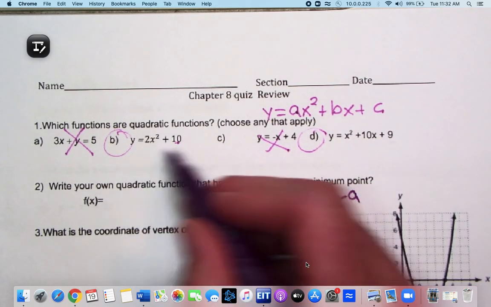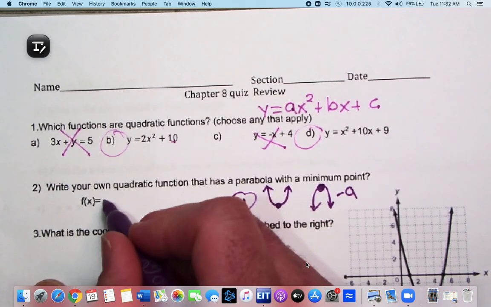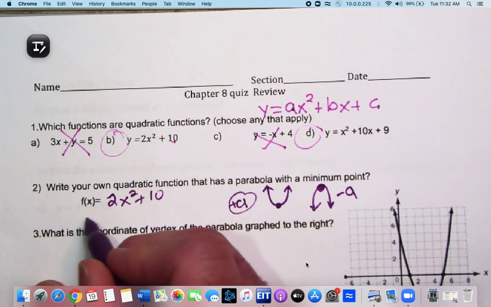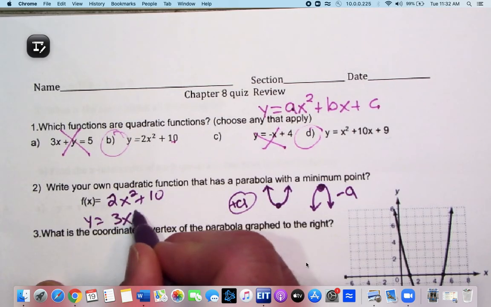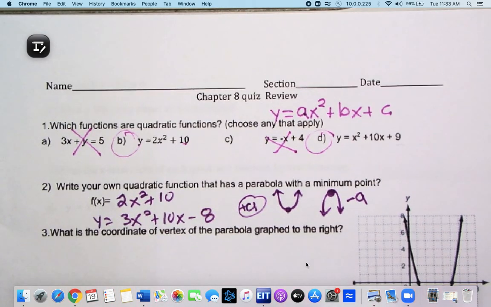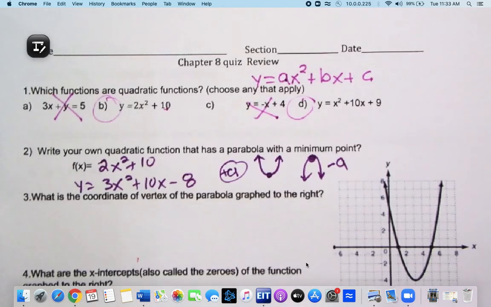So actually you could have put anything, either b or d in here. So we'll just put f of x equals 2x squared plus 10. But you literally could have written anything as long as you have a positive x squared. Cool. All right, take a look at that graph there.